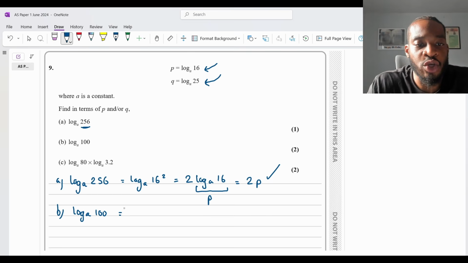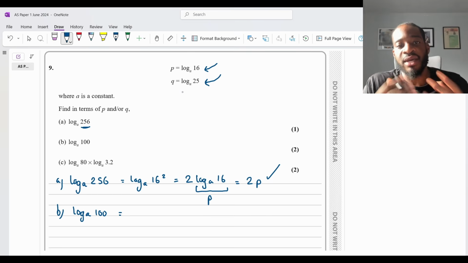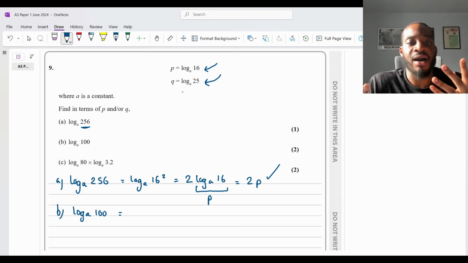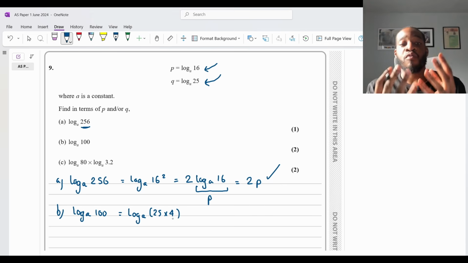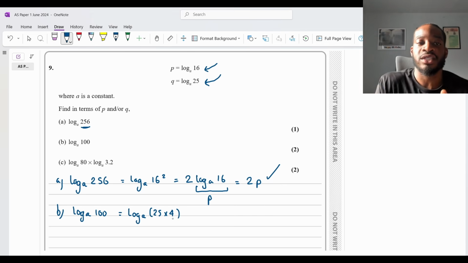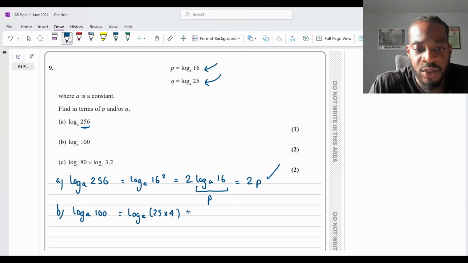Again, you want to use your two numbers as reference, P and Q, 16 and 25. Well, I know that 25 goes into 100 4 times. So I can actually just say that log base a of 100 is the same as log base a of 25 multiplied by 4, right? And then now we have a product inside a log. We can use our log laws to separate them into a sum. So it becomes log base a of 25 plus log base a of 4.